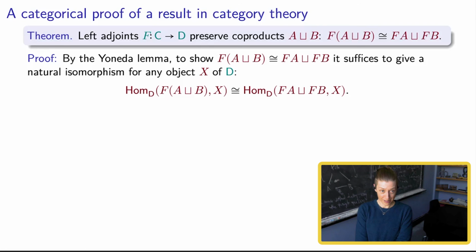And so let's just see the proof again. The first step was to invoke the innate lemma to say that to show that I have an isomorphism between two objects in the category D, so that F of the coproduct of A and B is isomorphic to the coproduct of F of A and F of B, what it suffices to do instead is give a natural isomorphism between the sets of arrows out of these objects into an arbitrary object X. So that's what I need to do. Then by the innate lemma, I will get an isomorphism between F of the coproduct and the coproduct of F of A and F of B.